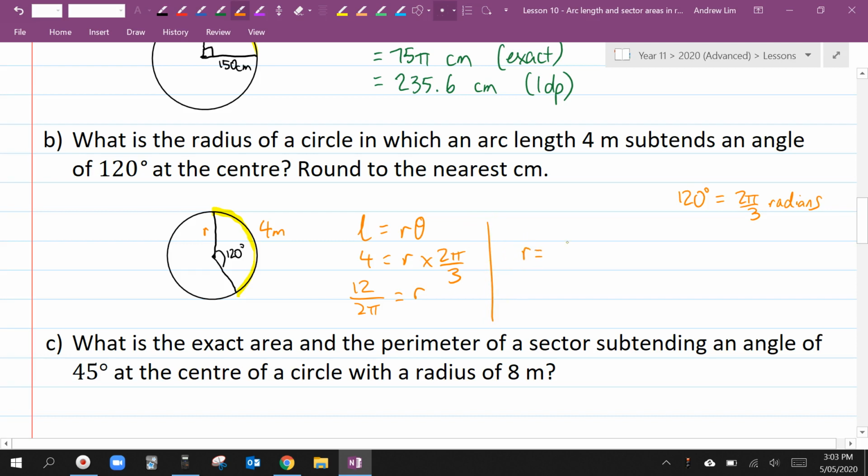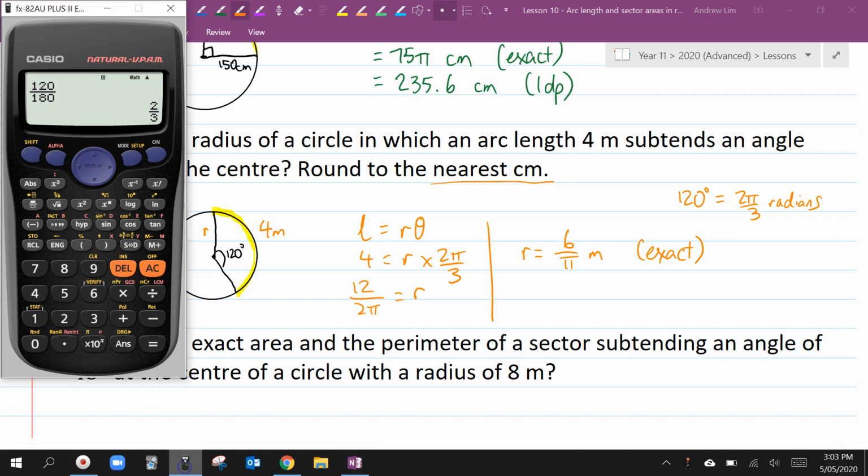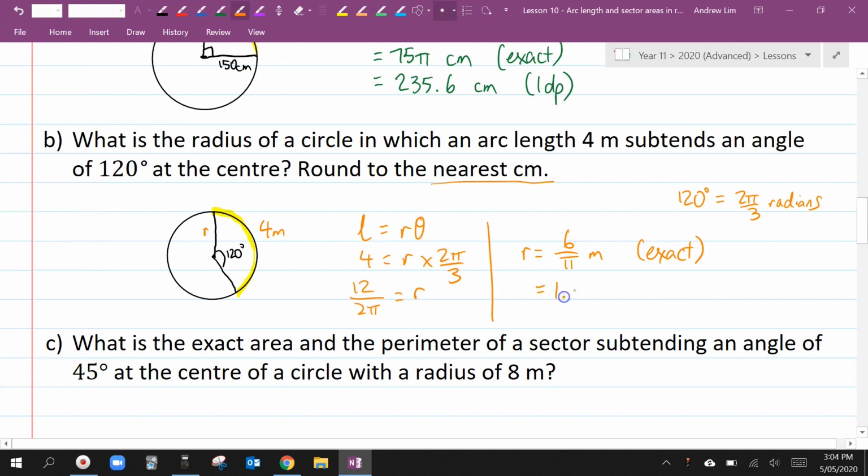So the radius is equal to 6 on pi meters. Now that's exact. Because the question asks here to round our answer to the nearest centimeter, we can just put in our calculator 6 over pi. By the way, make sure that your calculator is in degrees. 1.91 meters. Okay, and that's to the nearest centimeter because there are 100 centimeters in a meter. So 2 dp.